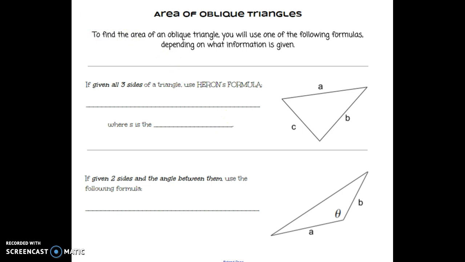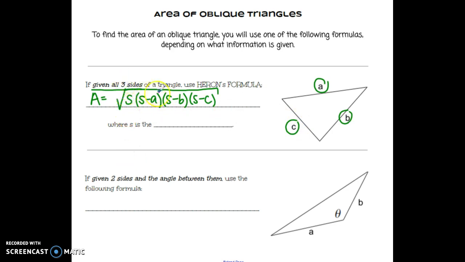You can use Heron's formula if you are given three sides of the triangle. So if you are given all three sides, you're going to use this formula. It's a bit long, so bear with me, but I'll explain what this means. The area is equal to the square root of a really long expression: S times the quantity S minus A times the quantity S minus B times the quantity S minus C, all of that underneath the radical. And the A, B, and C are your side lengths.